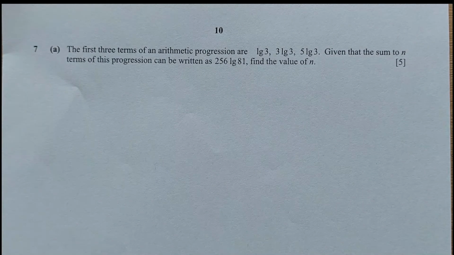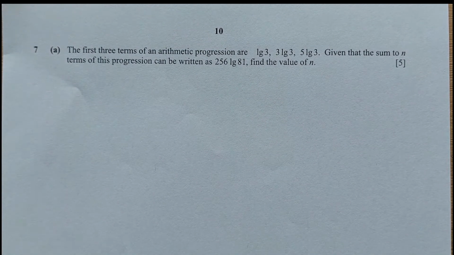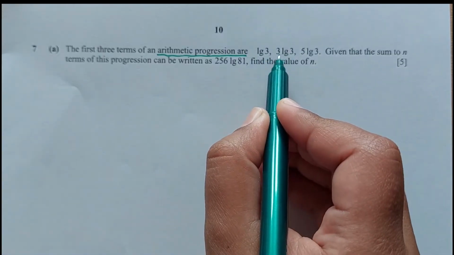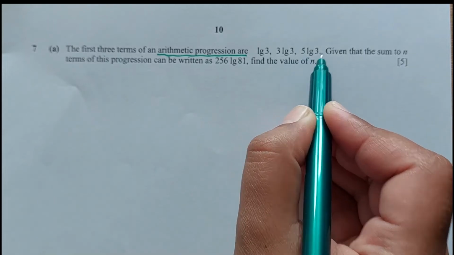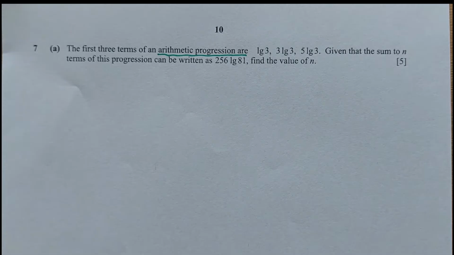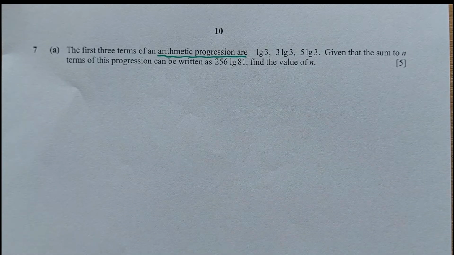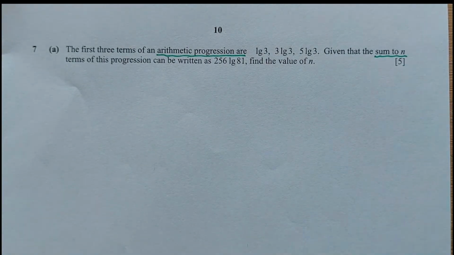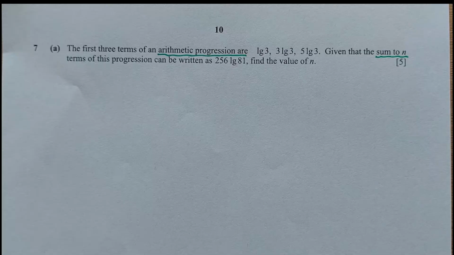Question number 7 in A part, the first three terms of an arithmetic progression are ln 3, 3 ln 3, 5 ln 3. Given that the sum to n terms of this progression can be written as 256 ln 81, find the value of n. Sum to n terms. So Sn we have given is this.